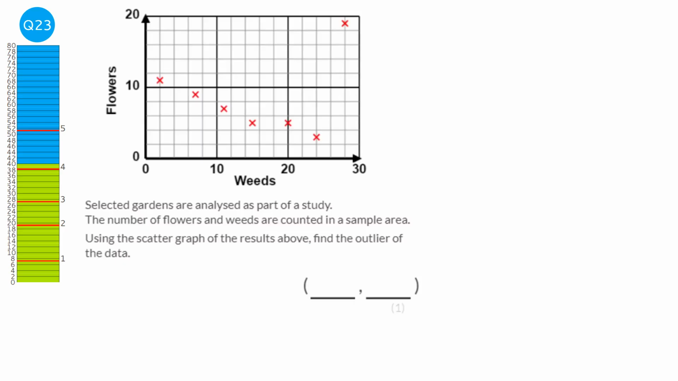On a scatter graph, an outlier is a point which doesn't fit the pattern. And as we can see here, all of these coordinates fit kind of a nice line going down there. So they all are showing a trend. But we've got this point here that's nowhere near that trend at all, and that's what we call an outlier. So we know that these are going up in 2's, so this will be 28, so the x coordinate will be 28, and this will be 19. So our coordinate will be 28, 19 for our outlier.